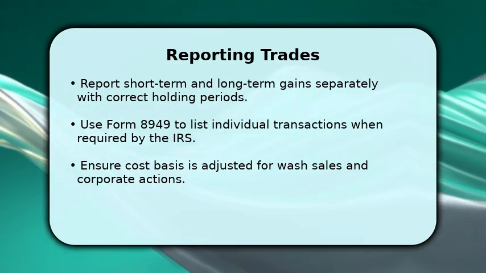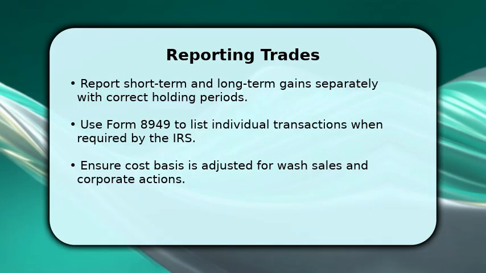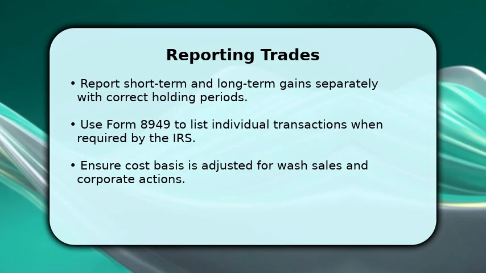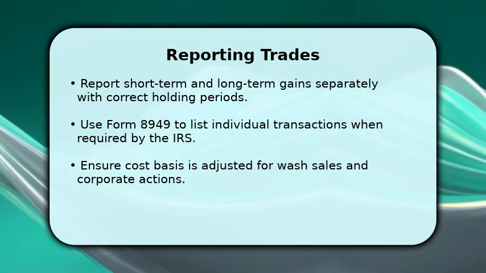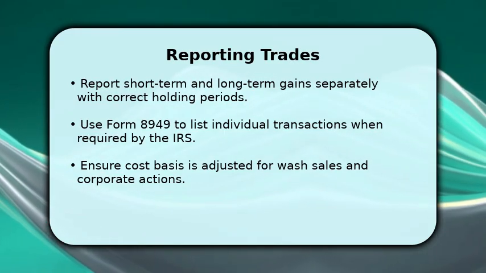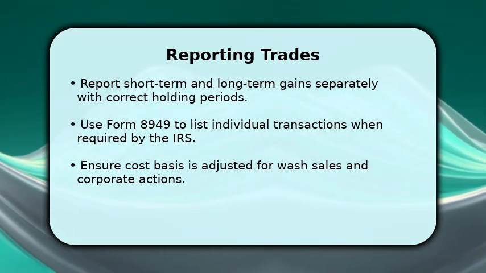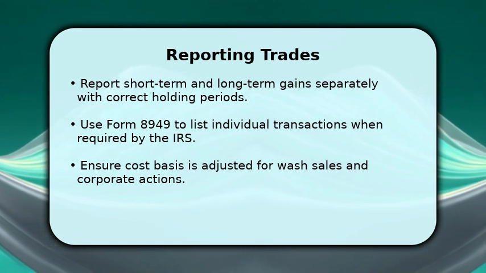Match Robinhood totals to your brokerage 1099B and reconcile any mismatches. Apply wash sale adjustments to disallowed losses and update cost basis accordingly. Importing trades into popular tax software can save time and reduce manual entry errors when done carefully.